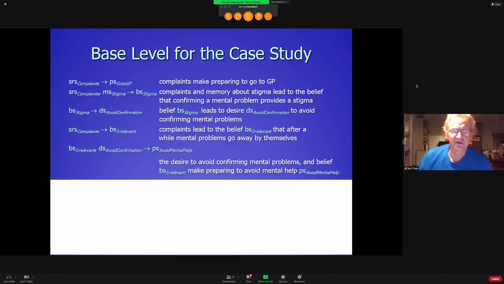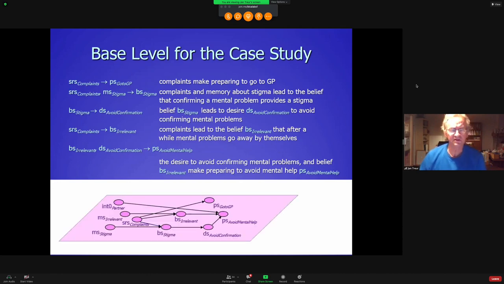So let's consider the case study then. That's the real example that we are looking at. I will show the base level first. There is a situation where we have a client who is experiencing certain complaints, but he has a problem to accept that there may be mental problems. So he prefers to directly suggest to go to a general practitioner, like a physical problem. And because he has a belief that if you accept that you have a mental problem, you will have a stigma, people will maybe find you weak or whatever.